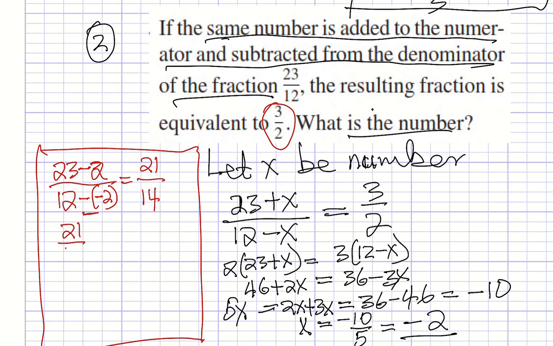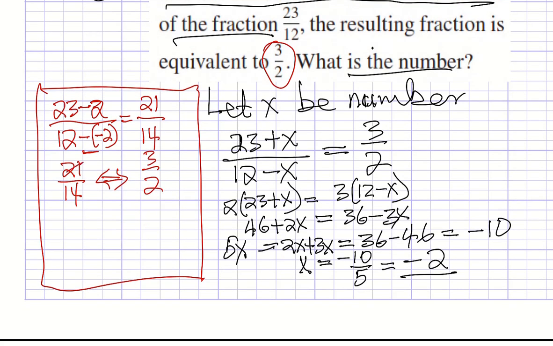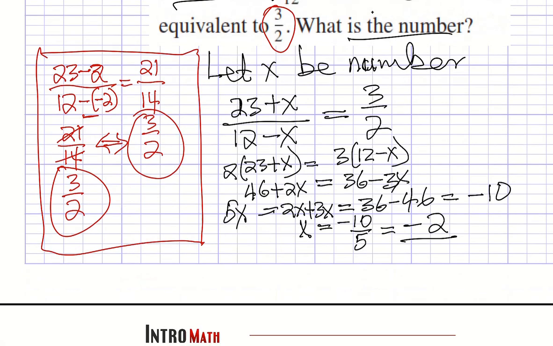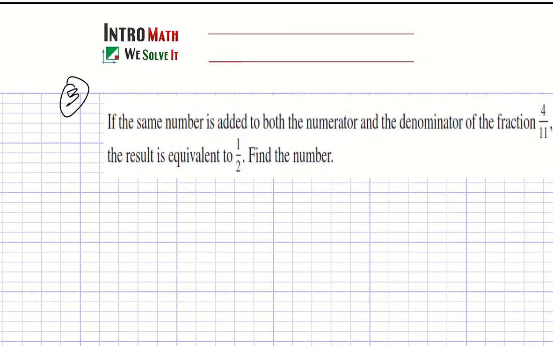Is 21 over 14 equivalent to 3 over 2? I say yes, because check this: I divide this by 7, divide that by 7. What do you get? You get 3 over 2. You see? So they're equivalent. That's how you check that, then you move on. Let's go to the next one.